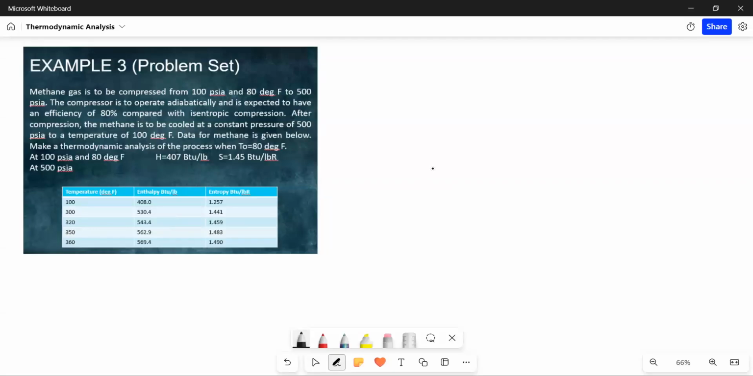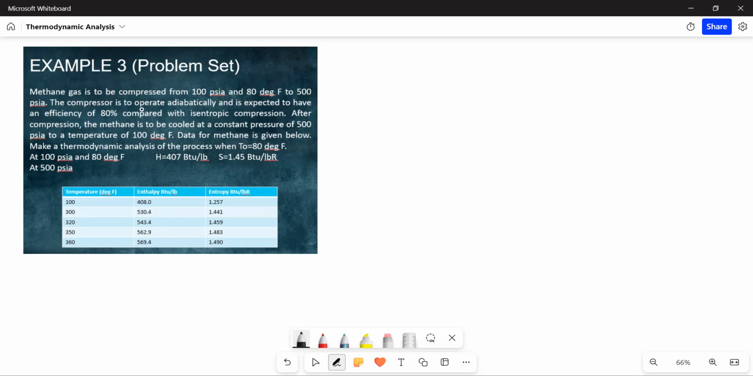Hello, class. Let's proceed with the next problem in the topic thermodynamic analysis. Methane. By the way, before I start, this example is actually part of the problem set, which I would send to you soon. Methane gas is to be compressed from 100 psi and 80 degrees Fahrenheit to 500 psi.